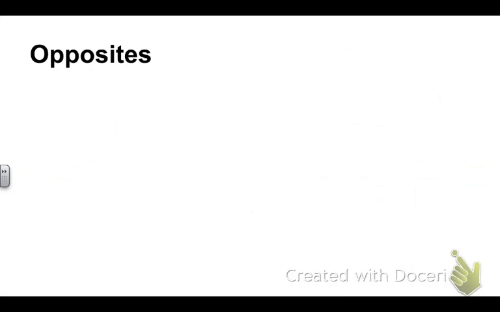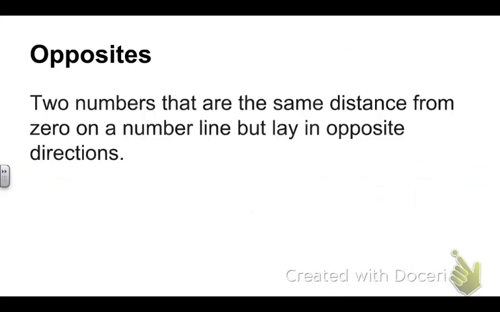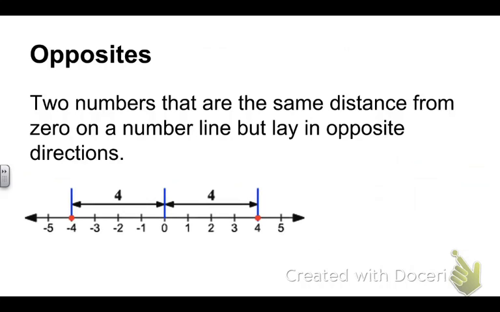I also want to talk about opposites. Opposites are two numbers that are the same distance from 0 on a number line, but lay in opposite directions. So one is negative and one is positive.